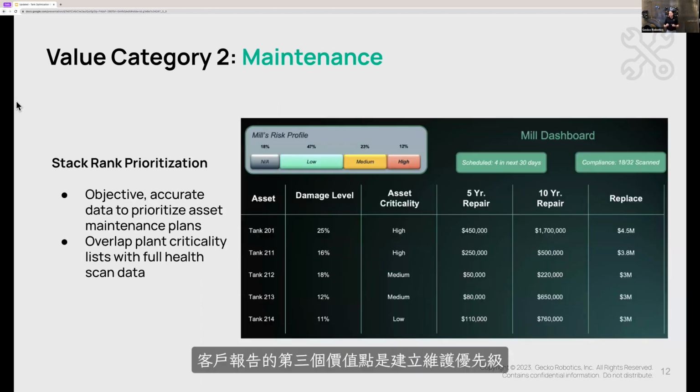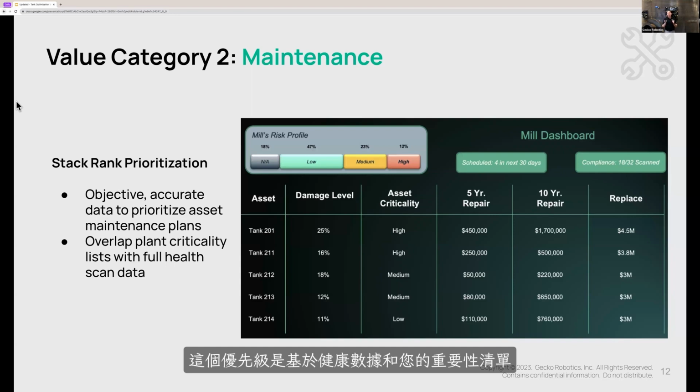Now, the third area within the maintenance value category where our customers are reporting a lot of value is for the first time ever building a stack rank prioritization of exactly what maintenance your team should do and the order in which they do it. Now, this stack rank prioritization is built on 2 different inputs. Input number 1 is the health data that our system was able to derive for you.